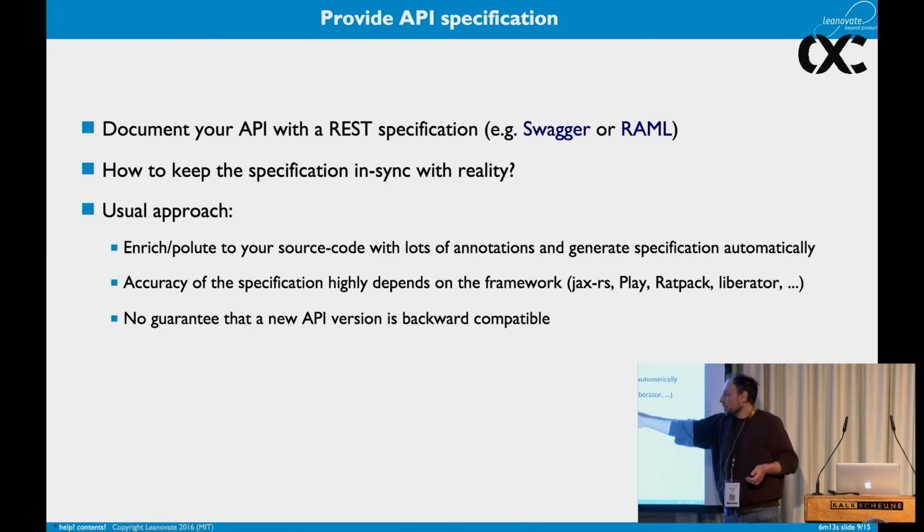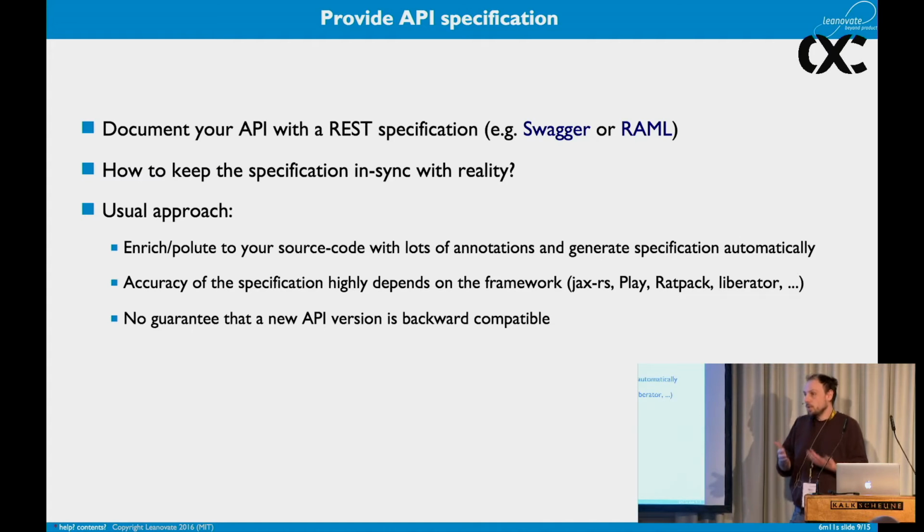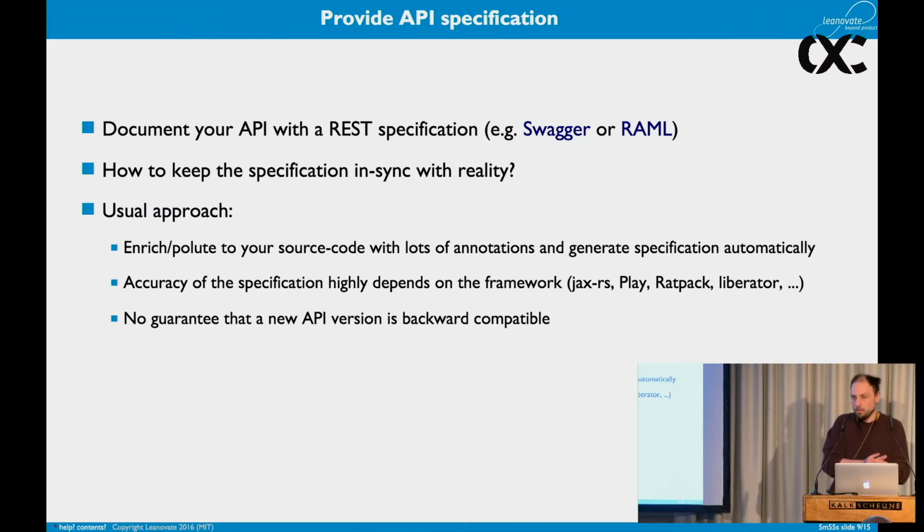And of course, you have no guarantee that as your APIs evolve, they are still compatible with the old version. Sure, you generate your specification always in sync, but how do you ensure that the specification is compatible with the specification of the last version?